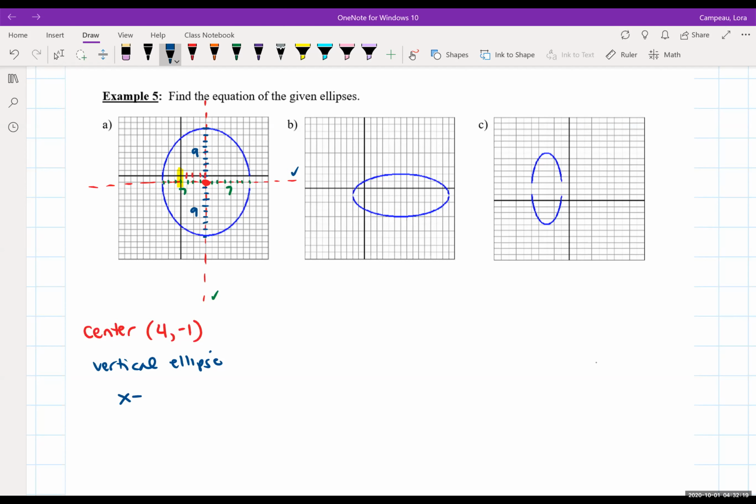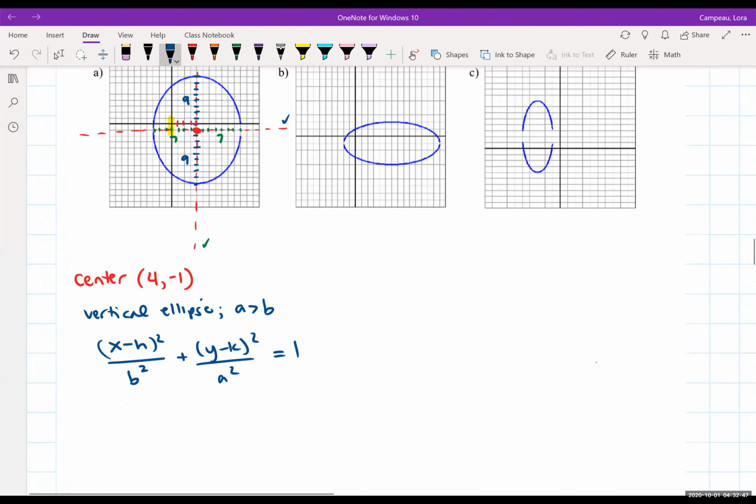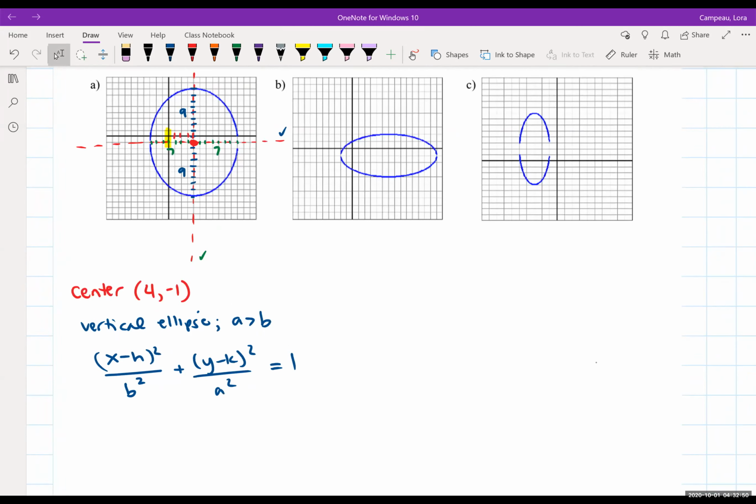I have x minus h squared. And then if it's a vertical ellipse, remember the a, on all of the ellipse equations, the a is going to be bigger than the b. So that would mean that the term under the x minus h squared is actually going to be the b squared. So then we have plus y minus k squared over a squared equals 1. So now I have my generic equation, and then my job is just to fill in who's h, k and who is a and b.